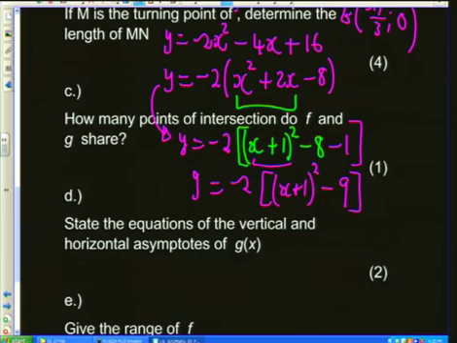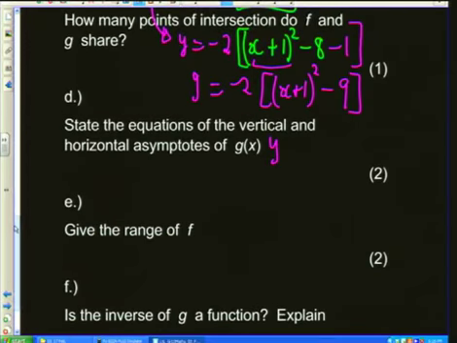Now, a crucial step, at the last step, for us to remove the square brackets, what do you do? You multiply through by that negative 2. So you get your y equals minus 2 bracket x plus 1 squared.